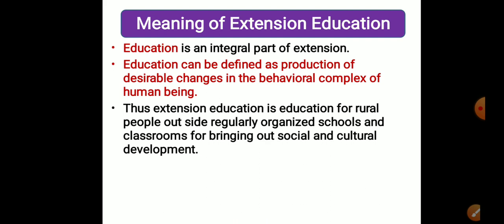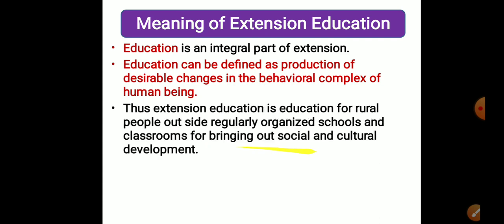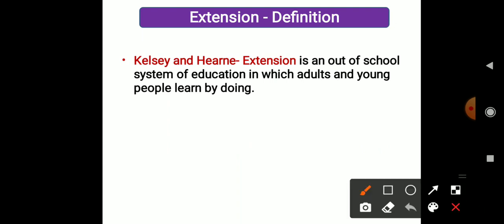Now extension education is an education especially for rural people, but organized outside of the schools and colleges. And the main purpose of this education is to bring social and cultural development of the society. So that we can refer to as the meaning of extension education. Now let us see the definition of extension. Again remember, while understanding the definition, we need to bifurcate it. First of all, we will see only the definition of extension.